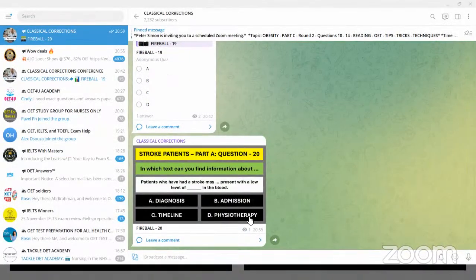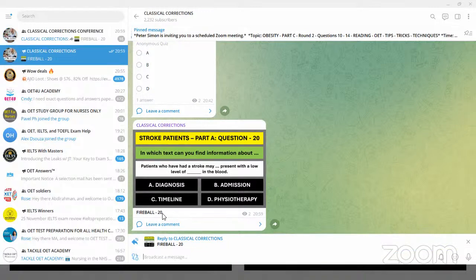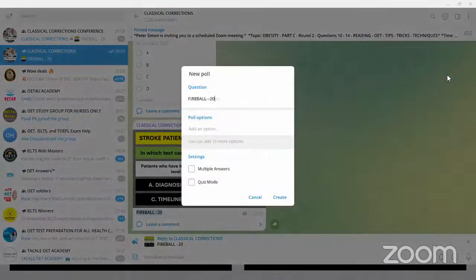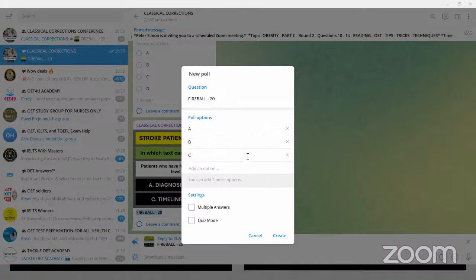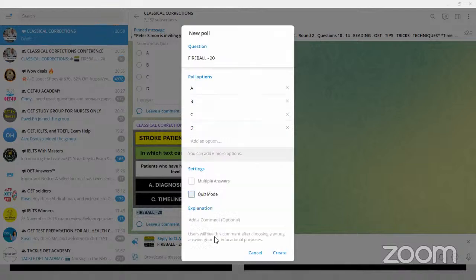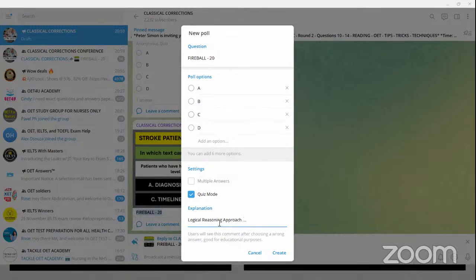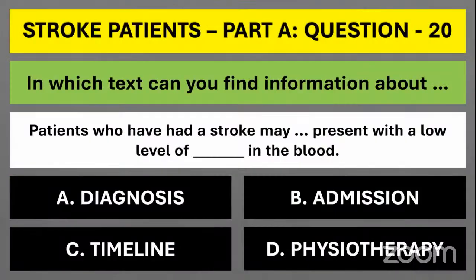Now tell me, where do you think this answer will be there? Okay, 1 minute, please. Create poll. A, B, C, D. Quiz mode. Logical reasoning approach. Patients who have had a stroke may present with a low level of dash in the blood.